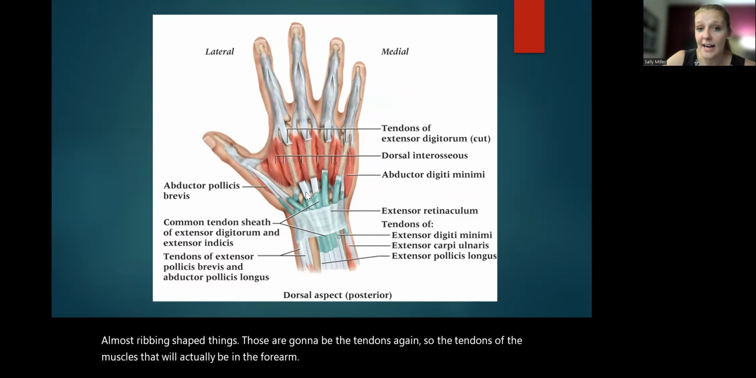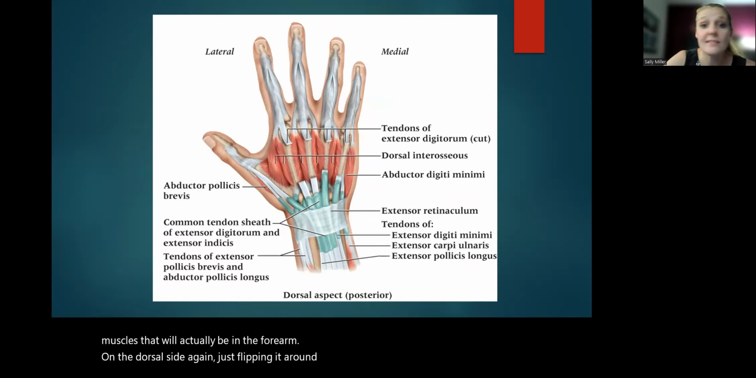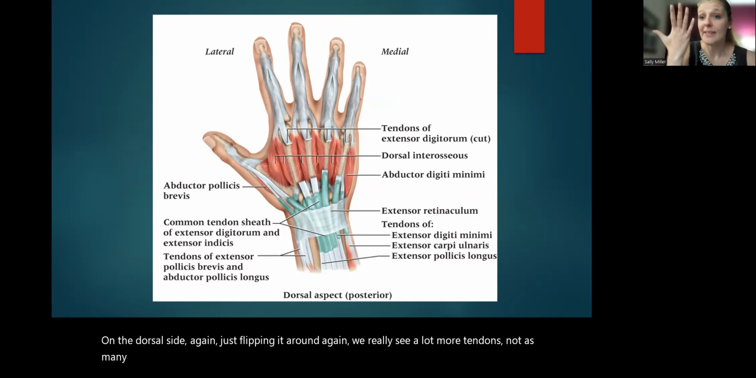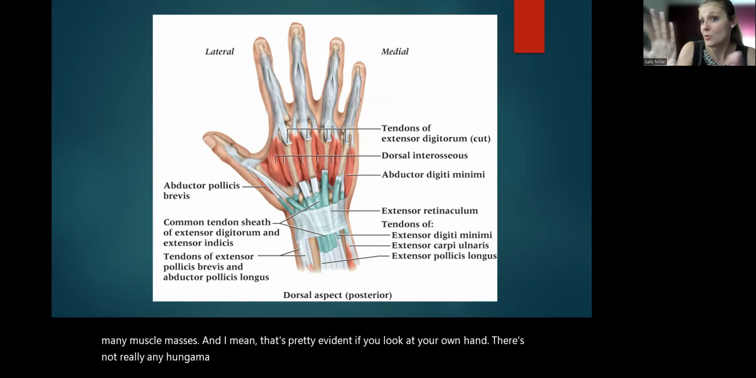On the dorsal side, again, just flipping it around, we really see a lot more tendons, not as many muscle masses. And I mean, that's pretty evident if you look at your own hand. There's not really any hunk of muscle on that dorsal side.